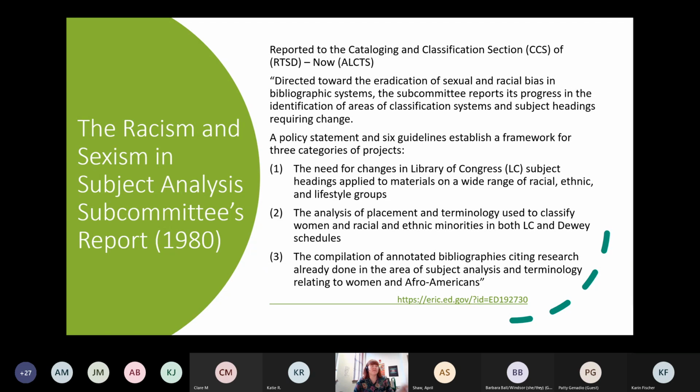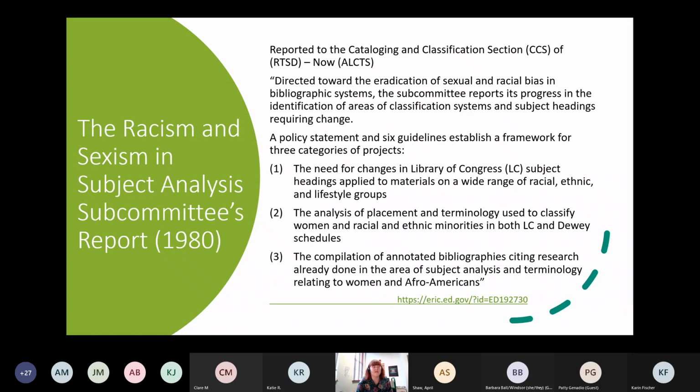So the first is the need for changes in Library of Congress subject headings applied to materials on a wide range of racial, ethnic, and lifestyle groups. Two, the analysis of placement and terminology used to classify women and racial and ethnic minorities in both Library of Congress and Dewey schedules. So that's classification number. Three, the compilation of annotated bibliographies citing the research done already in the subject area and terminology relating to women and African Americans.